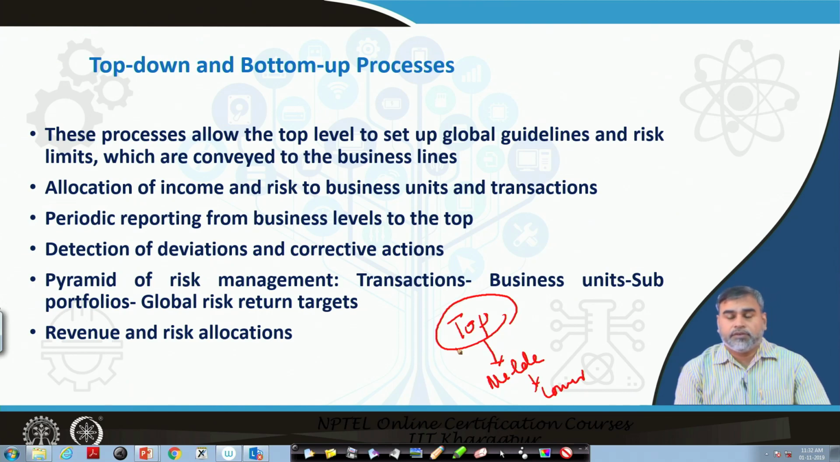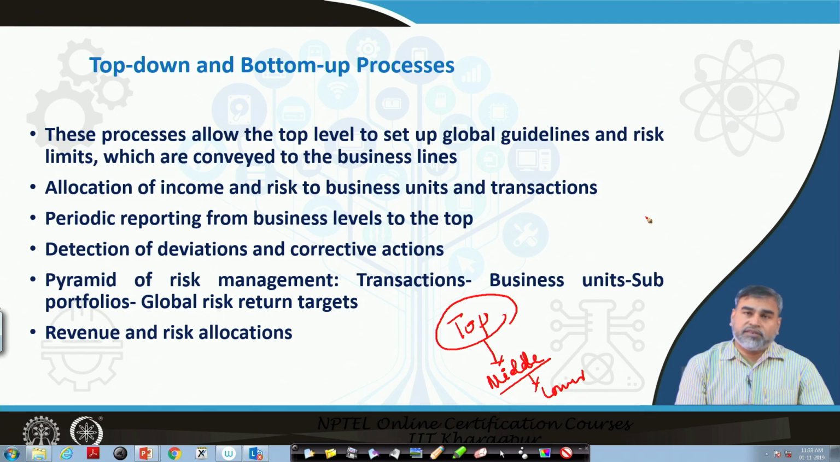Because there are various lines of business, the top management decides, on the basis of the global guidelines, what risk limit has to be fixed for each kind of business, and that message is provided to the other business lines. Once this information reaches the different business lines, the allocation of risk and income is made accordingly. The transactions are linked to a particular line of business, and that line of business is linked to the target level at the global level, which is decided on the basis of the global guidelines.